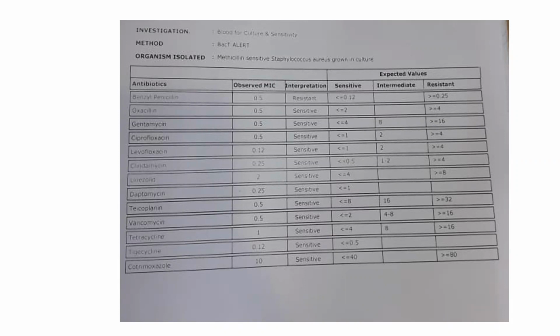Let's say gram-positive. In this case, they must have used a gram-positive card, and that's why you are seeing a set of antibiotics here. Okay, so let's say when we dissect further into this report, let's say they have used clindamycin, linezolid, daptomycin, teicoplanin, vancomycin. These are the drugs which are only seen in the gram-positive bacteria reports.